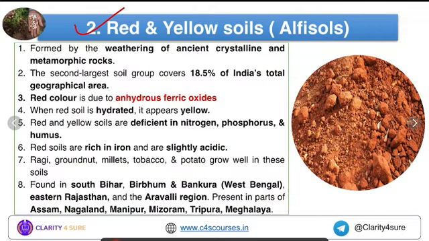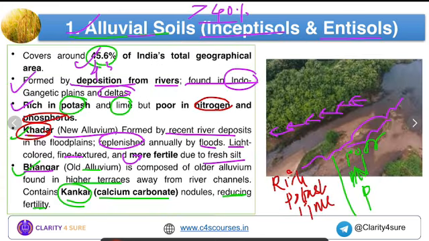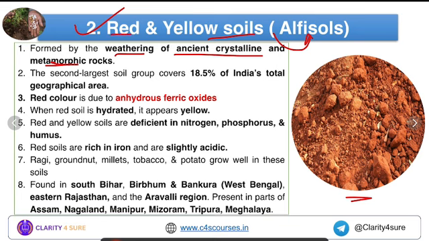Next one is the red soil or the yellow soil. It is categorized in the soil order; you can see the picture, right? It is formed by the weathering of ancient crystalline and metamorphic rocks. We covered that alluvial soil is formed by deposition from the rivers, and this red soil is formed by the weathering of ancient crystalline and metamorphic rocks. It is the second largest group, covering 18% of India's total geographical area. After alluvial soil, this is the second largest soil.